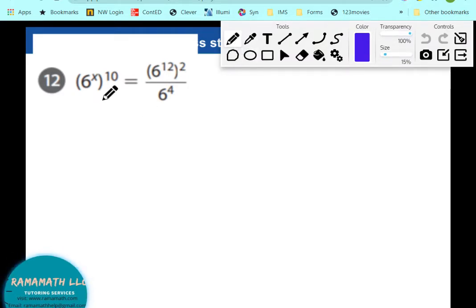So for this question, you have a power to the power. What you've got to do, you multiply them, right? So I'm going to use that one, 6 to the x times 10. You can write x10 or 10x. Both are the same.